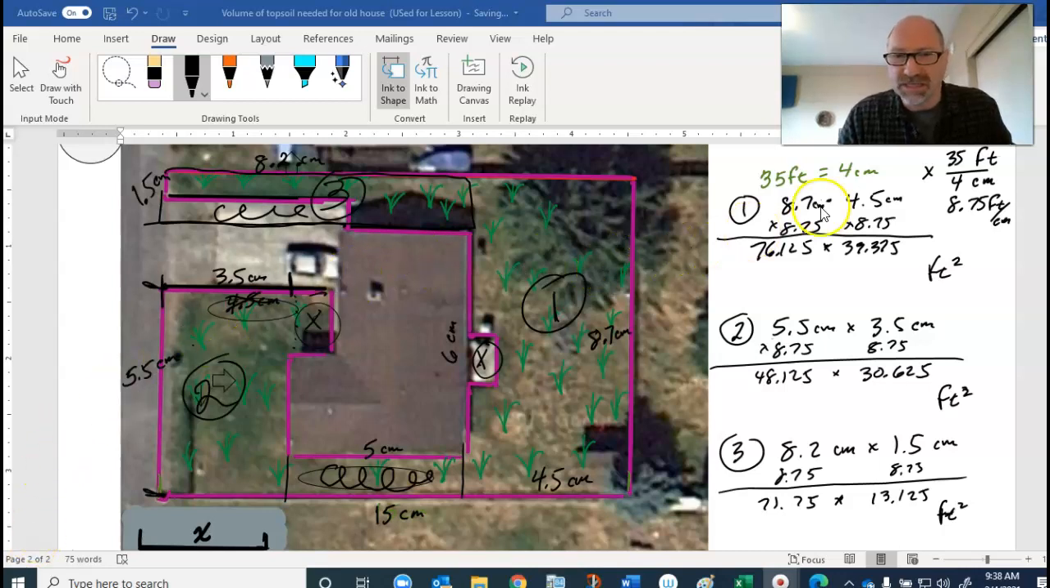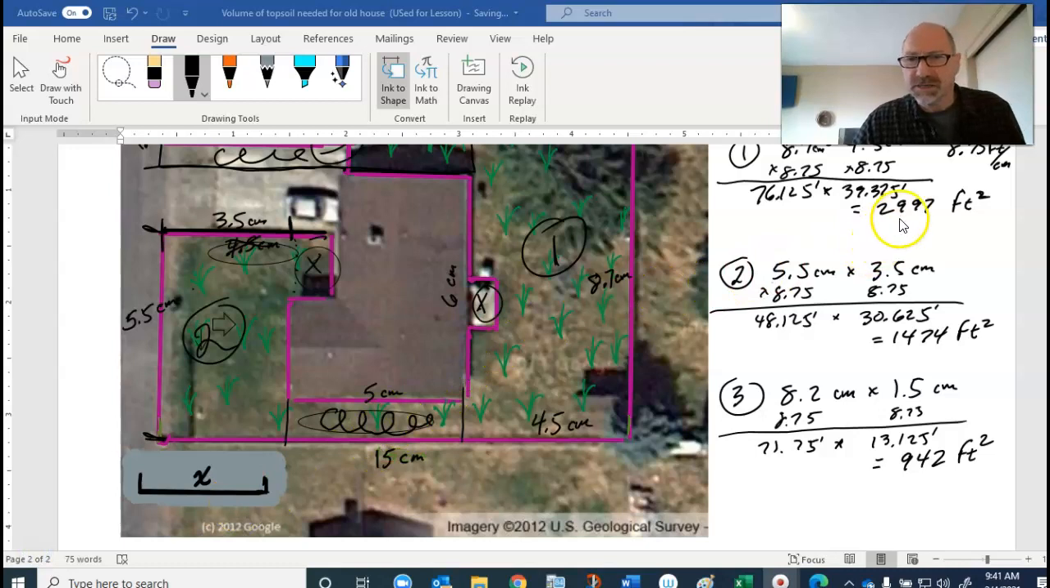Okay, as you can see, I've converted every one of those measurements that I made into feet. So this is going to be 76.125 feet actually along that portion, and these are all in feet. And so when you multiply feet by feet, you get square feet. So if I do all those multiplications, which I'm going to do right now, I'll have square feet when I'm all done.